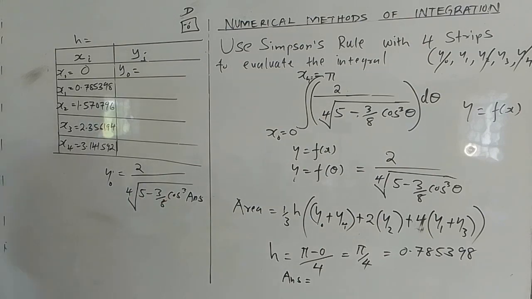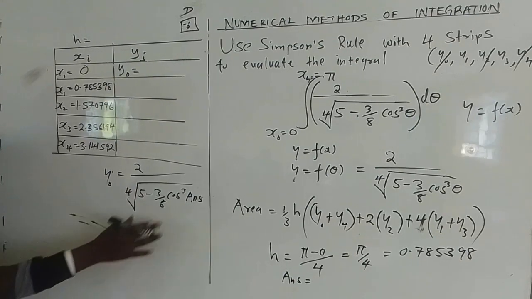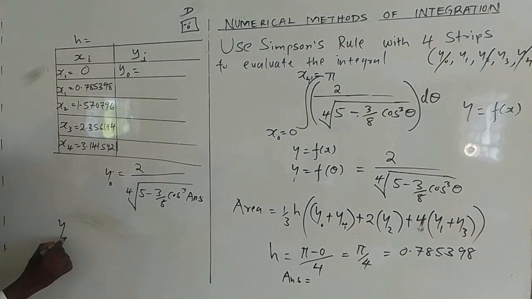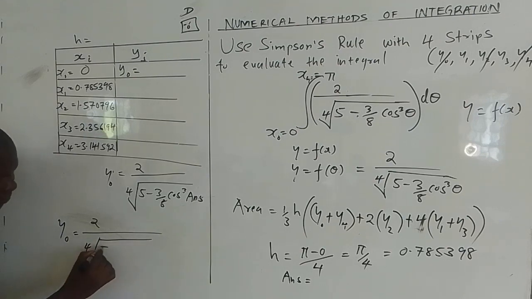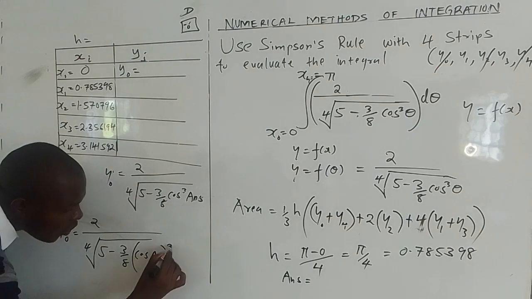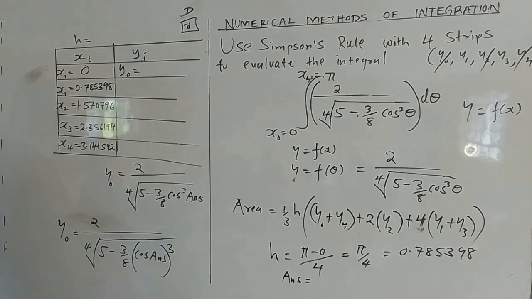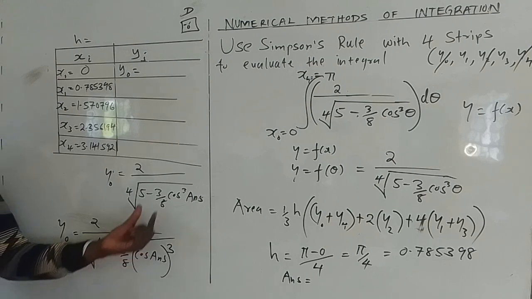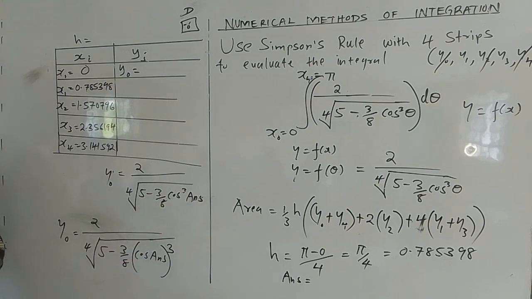Now, how do you put cos raised to power 3? That's where the problem comes, isn't it? Because the calculator will just take cos in bracket on the spot. So this cos raised to power 3, this is how you are going to put it. It is y naught is 2 over 4th root of 5 minus 3 over 8, then a big bracket, cos answer, all raised to power 3, because this is the short form of writing cos cubed answer. Meaning you must put a whole bracket outside. That is where the problem normally arises. Are we together?